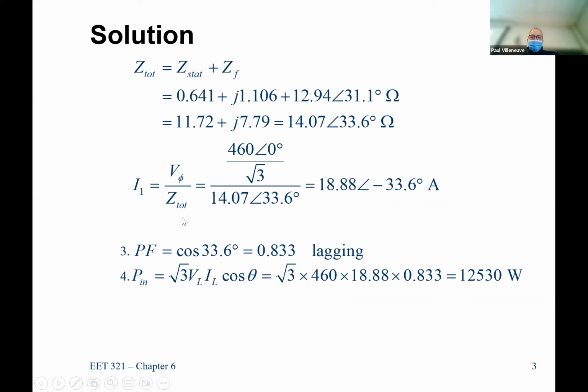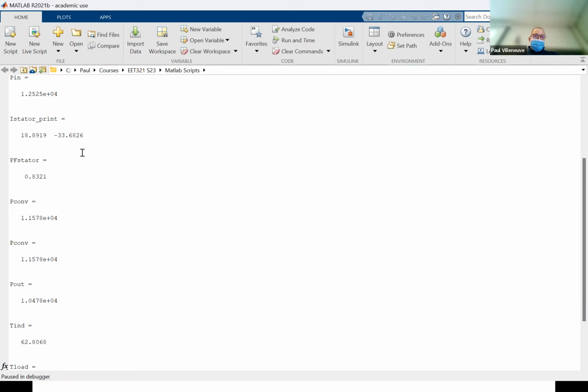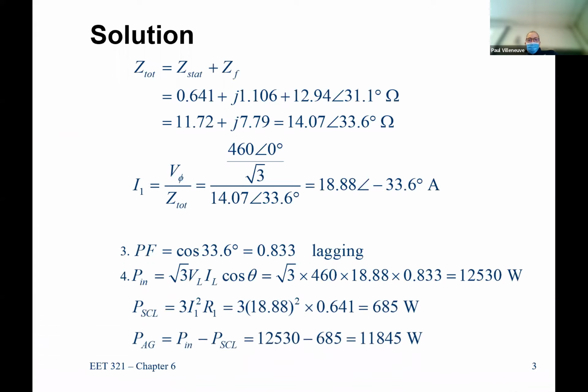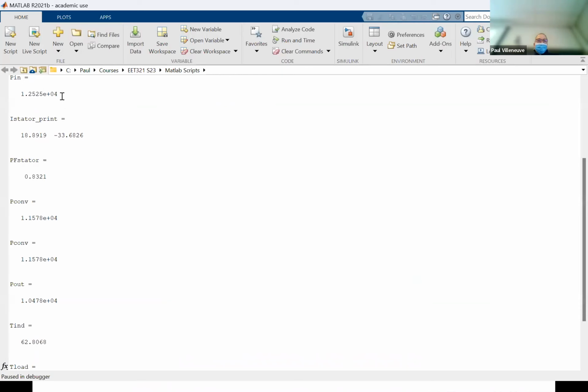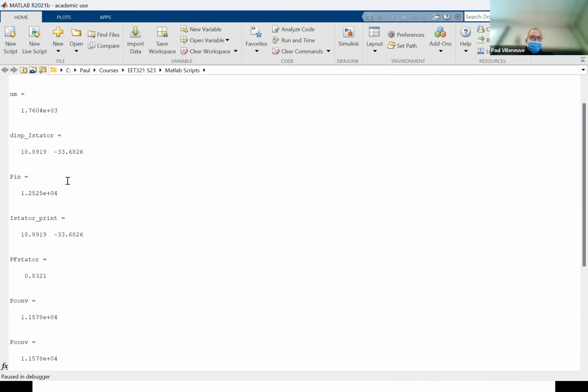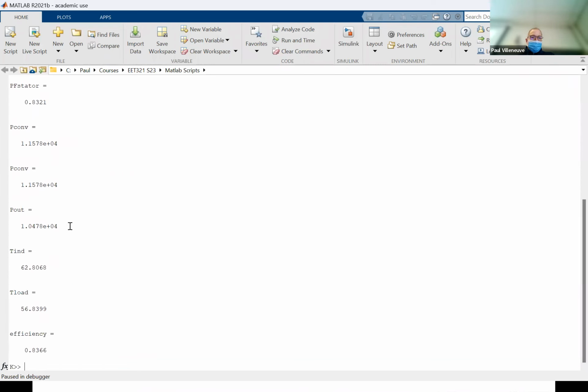My input power is 12.53. I don't actually calculate input. Oh, here it is, 12.525. So that's almost exactly the same. Keep going. Stator copper losses. So my air gap power is 11,845, which, if I look at my air gap power, that's converted. Do not calculate air gap power.